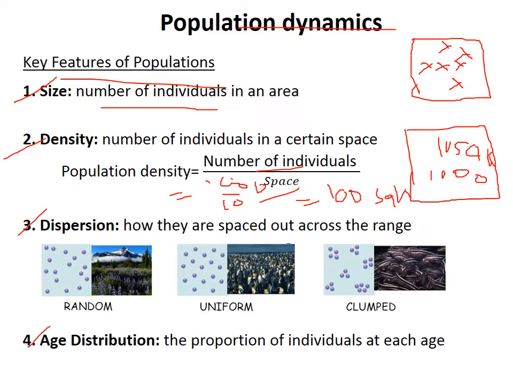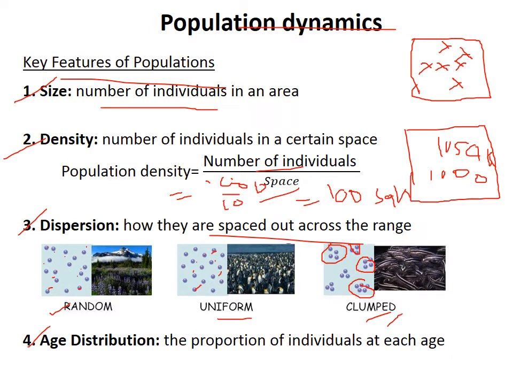And dispersion means how they are spread out across the range. If they are spread out here, there, in a particular region, then it is a random distribution. Uniform means they spread out uniformly, like here. So this is the uniform dispersion. And clumped means they make a clump, they make a group, like a fish population is always a school. So this is the clumped population.